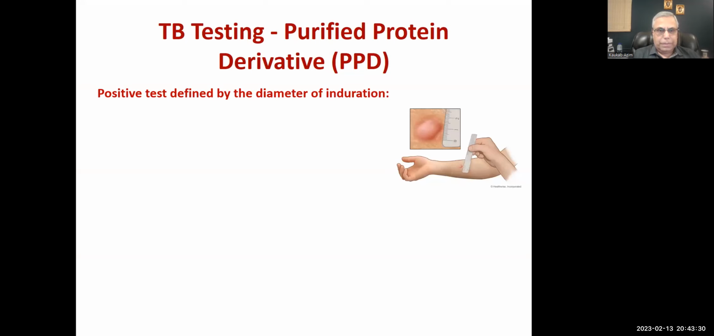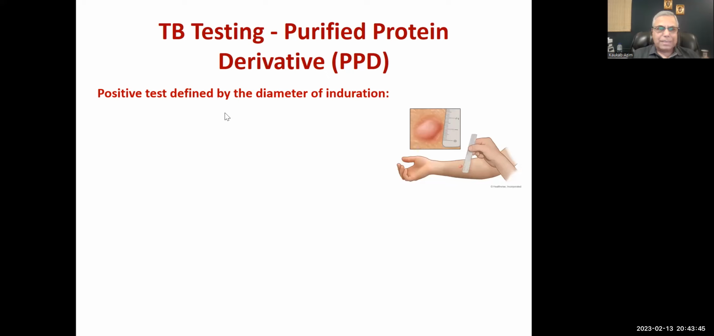Right. So this slide is important. Positive test defined by the diameter of induration. We have got 2 or 3 more minutes before we take a break. So this is the last slide that we will do before the break, okay?